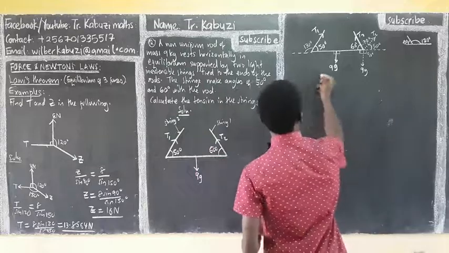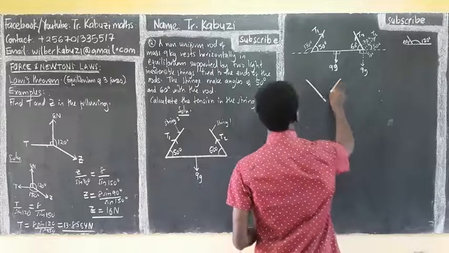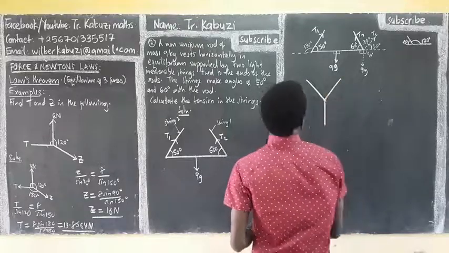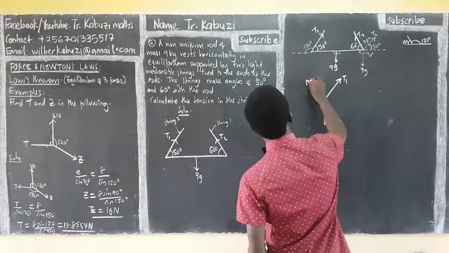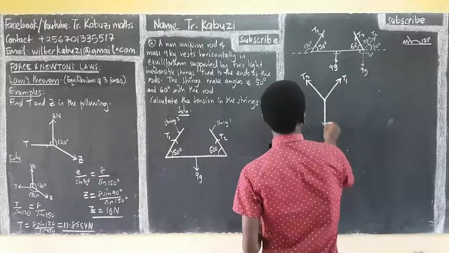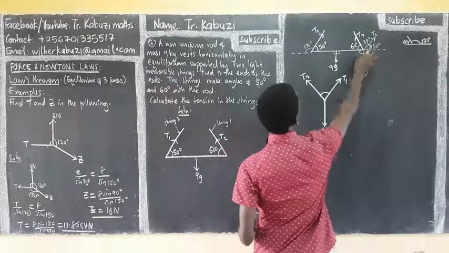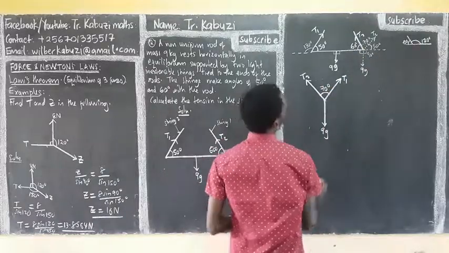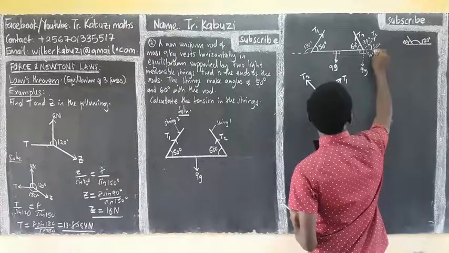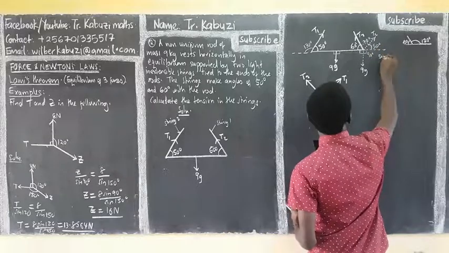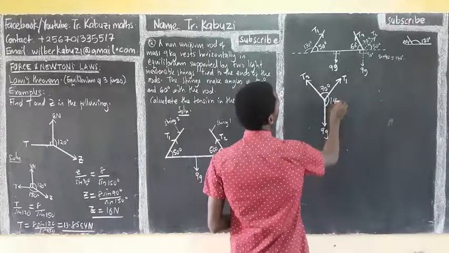So if I sketch that diagram now, I'm going to have something like this. This one is going to be my T1, this one is going to be my T2, and this one is going to be my 9g. Now this one, I think you can see, is 70 degrees. Then this one here, we shall add 50 plus 90 degrees, which will give us 140 degrees. So this will be 140 degrees.